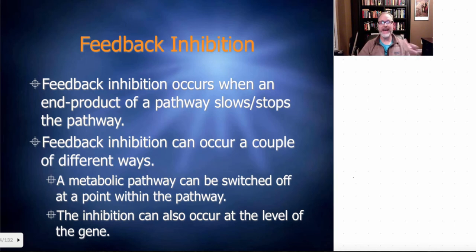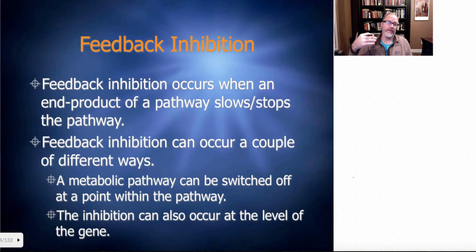With feedback inhibition, we've got some sort of metabolic pathway that's being controlled by the end product of that pathway. So as the end product builds up, and we have a higher concentration of it, we don't have any reason to make any more. So we're going to either slow or stop that particular pathway. Okay, and there's a couple of different ways that it can occur.